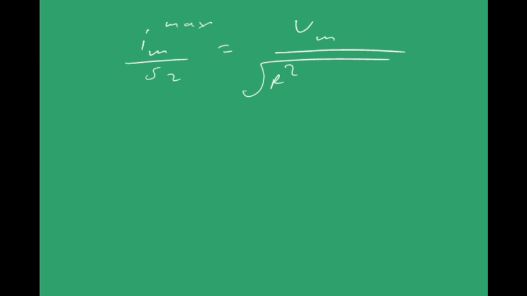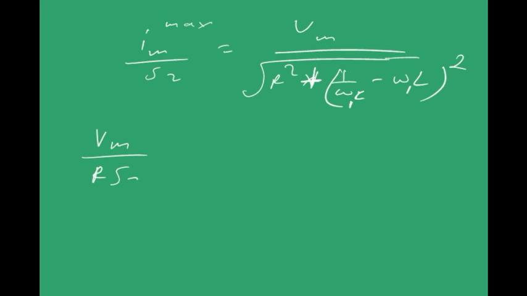Hope you understood it. My Im max by root 2 should be equal to Vm by root of R square plus Xc, which is 1 by omega C minus omega L, whole square. Of course, here it is plus, I'm sorry. This is omega 1. Okay. Now, what can I write this as? I know what is Im max. That is Vm by R, right? That is something like a purely resistive circuit. It is Vm by R. I have root 2 here.